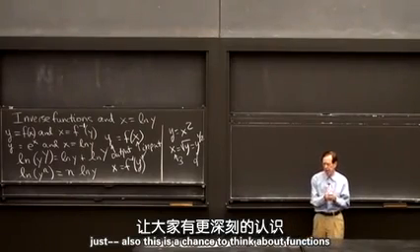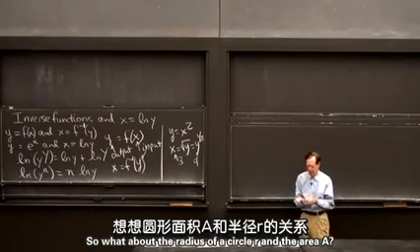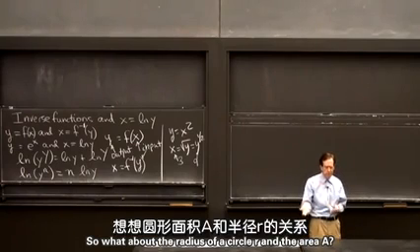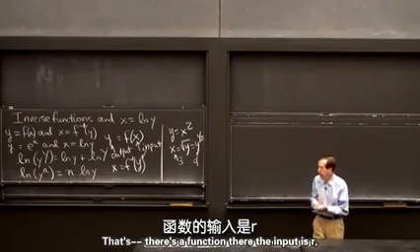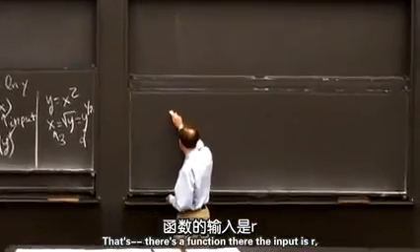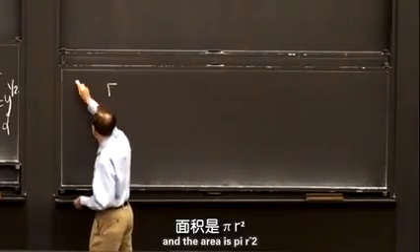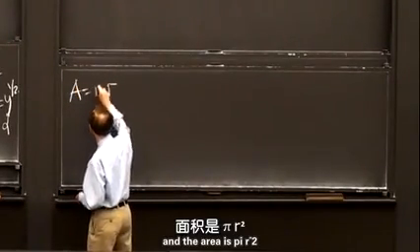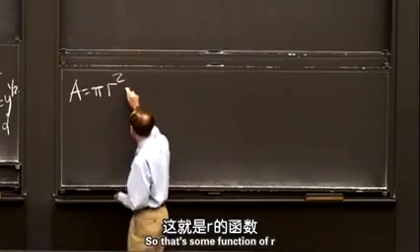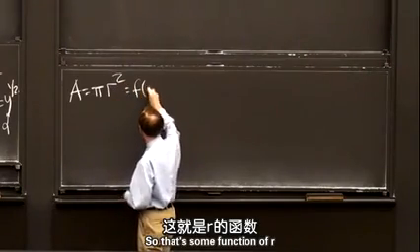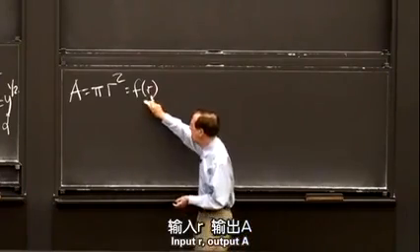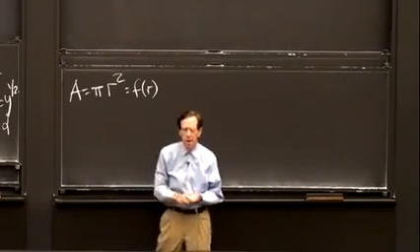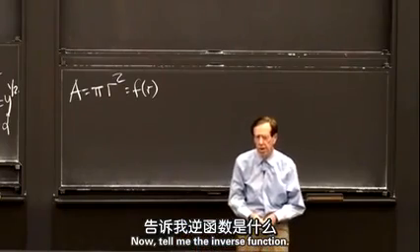Also, this is a chance to think about functions. So what about the radius of a circle, r, and the area, a? There's a function there. The input is r, and the area is pi r squared. So that's some function of r. Input r, output a.